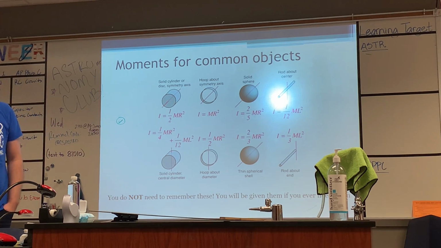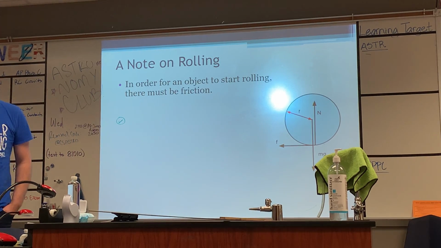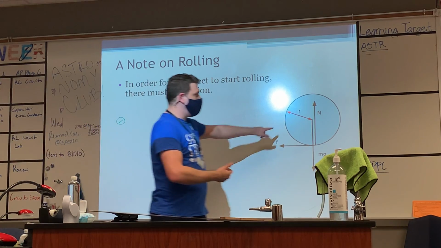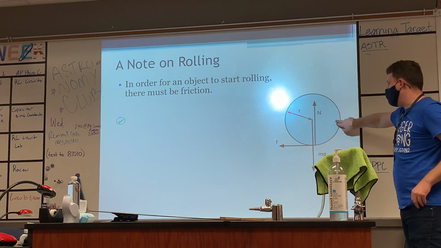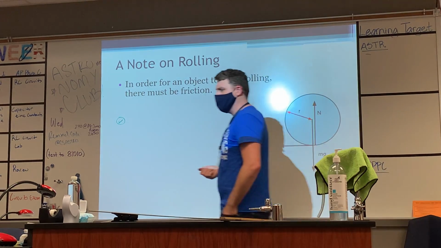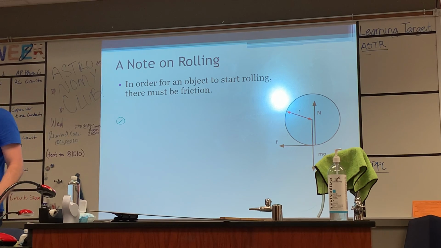And then the very last thing I want to bring up here, we're almost out of time, is rolling. Guys, in order for an object to roll, there has to be friction. You will never be asked to do any kind of a calculation involving an object that is rolling. But you guys do need to know that in order for something to roll, there has to be friction. Looking just at this diagram, can anybody figure out why? Just based on this diagram, can anybody see why an object that's rolling has to have a friction force to start rolling?